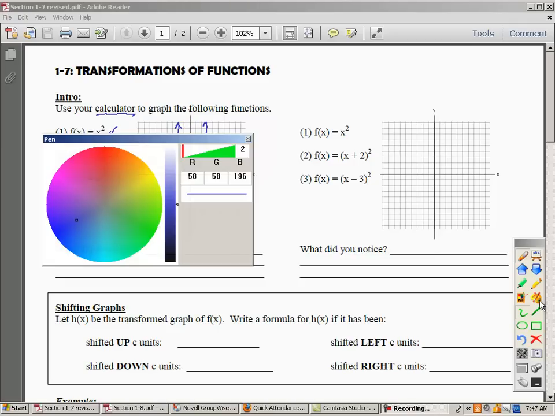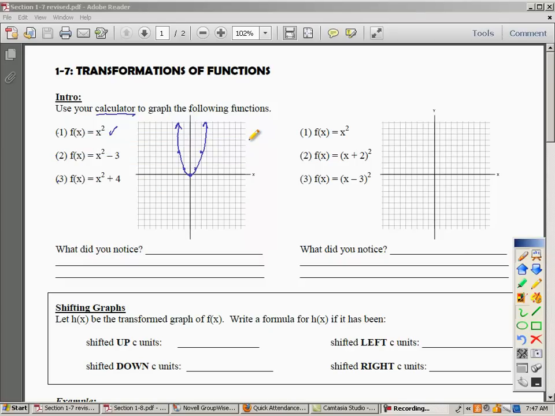I'm going to change my color and then make a second graph. I'm going to do this second one in red. X squared minus 3, if you put this in your calculator, you'd get the points (0, -3), (1, -2), and (2, 1). I'm just going to plot these points real quick and draw this parabola. So here's the second one.